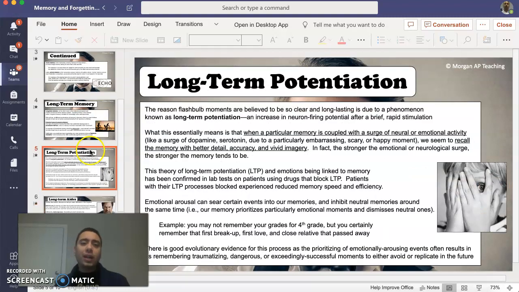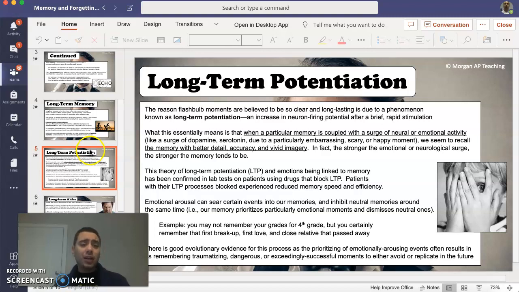Now, when we talk about long-term potentiation, this is just an increase in neuron firing potential after a brief rapid stimulation. So long-term potentiation just regards the power of an experience becoming a long-term memory. The theory of long-term potentiation and emotions is linked to memory and has been confirmed in lab tests and on patients by using drugs that block LTP. Patients with their LTP processes blocked experience reduced memories and speed efficiency.